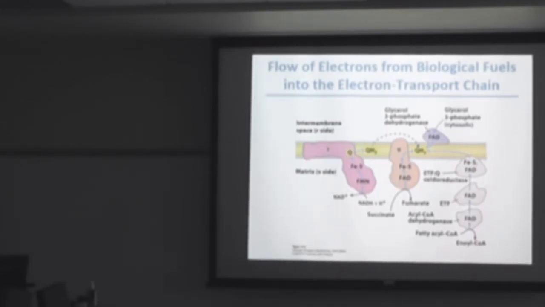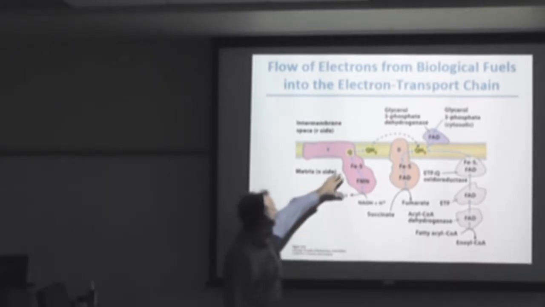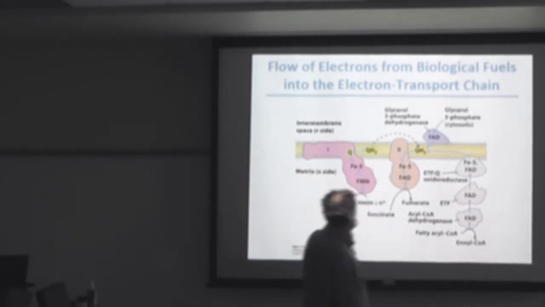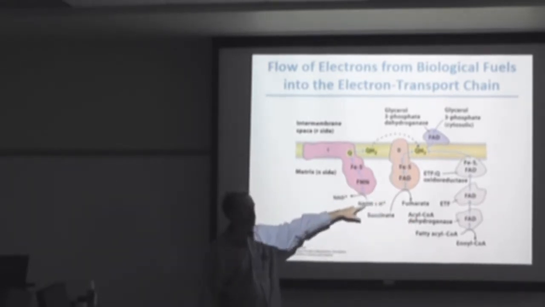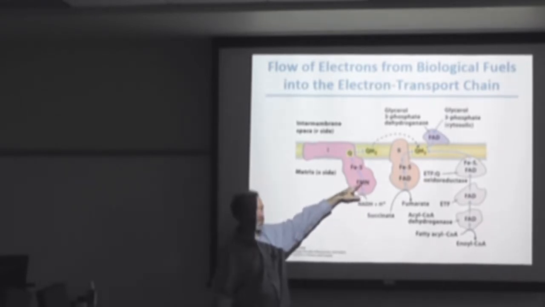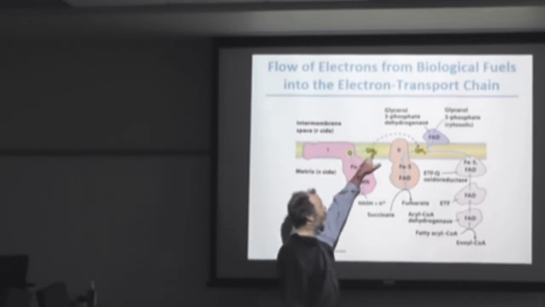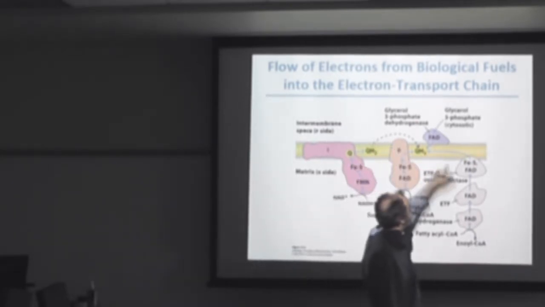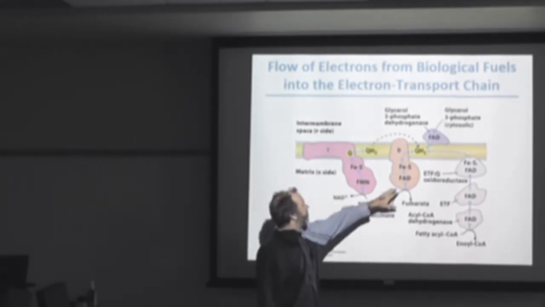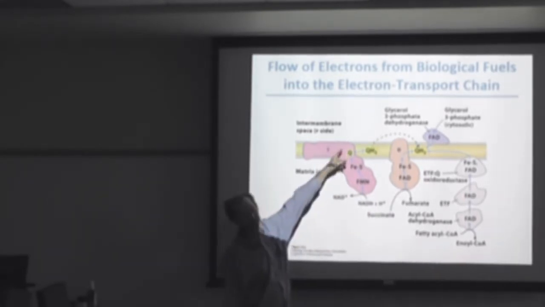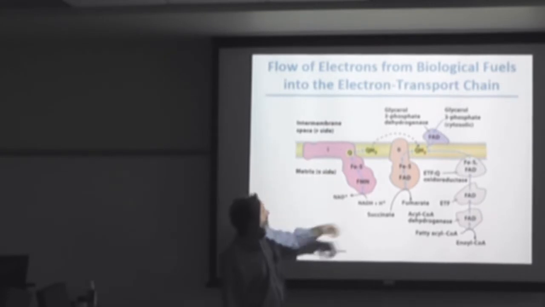And this is where we get the flow of electrons from biological fuels into the electron transport chain. So you have complex 1, complex 2. Complex 1 will accept the electrons from NADH that we form in the TCA cycle or glycolysis. And it goes from FMN, which is a flavin mononucleotide, to an iron sulfur center, to ubiquinone. And then the ubiquinone is a mobile carrier, and it'll transfer those electrons to complex 3. In this process, we pump protons across to the inner membrane space.